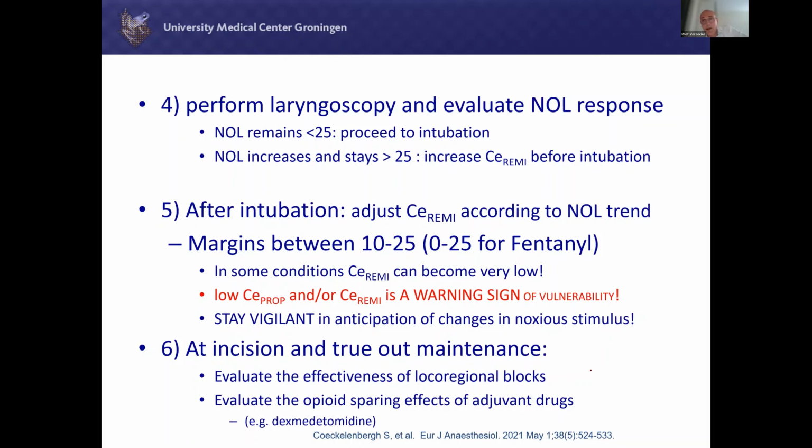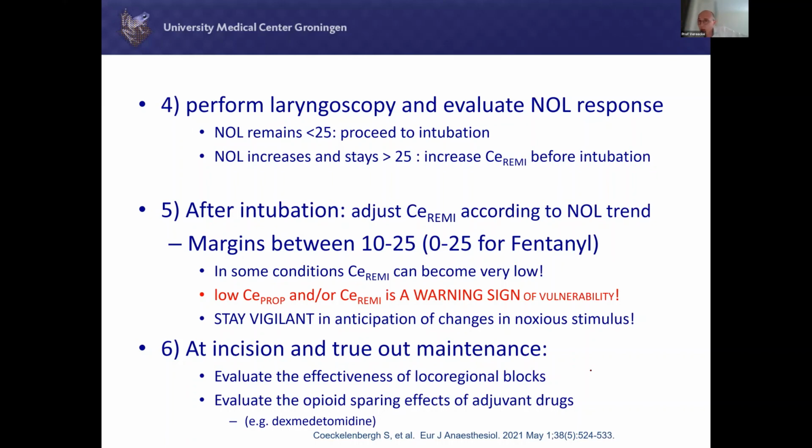You would be surprised how low you can go with propofol and remifentanil in some patients. That's not something where you can say, well, I have my monitors, I'm safe. No, it's a warning sign. It's a warning sign that you are dealing with a vulnerable patient, and you should stay vigilant. Watch your patient. If you do want to avoid movement and it's a very risky operation, consider full neuromuscular blockade.